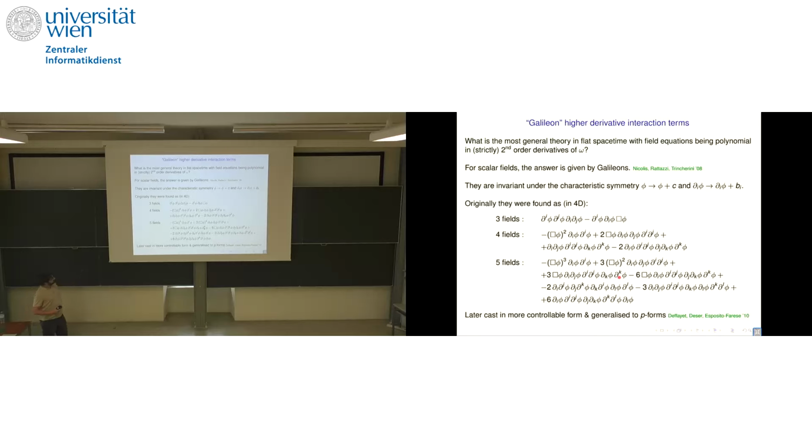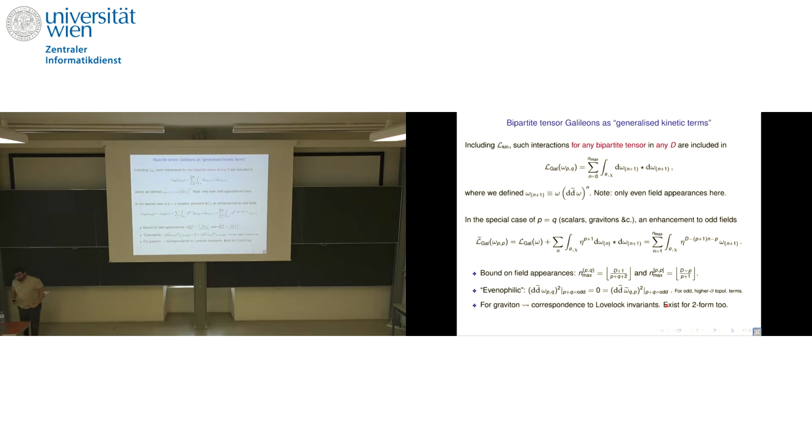Now, later, these Lagrangians were cast in a more controllable form by Deffayet, Deser, and Esposito-Farese, and they were generalized also to differential forms. Now, what our goal was first of all to understand how to write this very complicated stuff in a way that highlights what is the structure behind that, and in a way that you can remember it maybe, and also to generalize this for mixed symmetry tensor fields, so to ask whether there exist these kind of interactions for mixed symmetry tensor fields. And here is the answer.